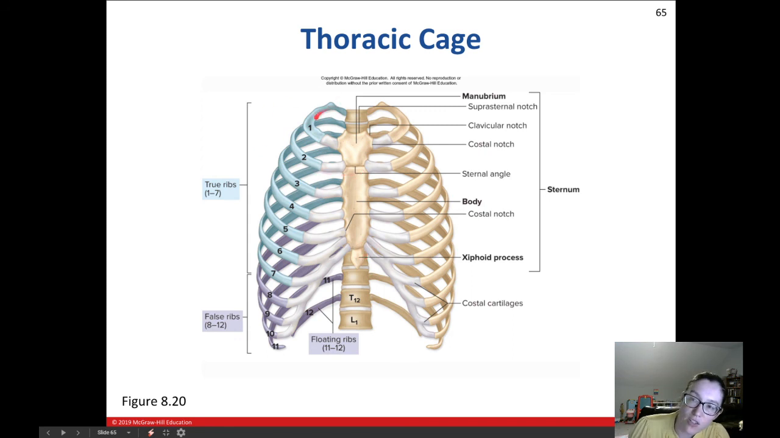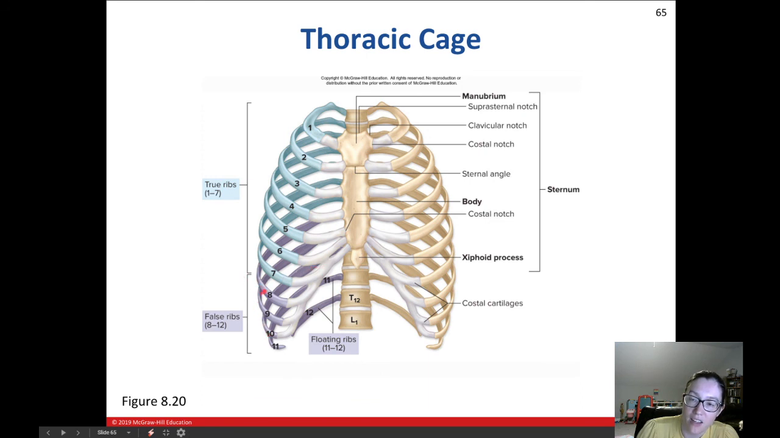And it's going to be attached to the ribs by these costal cartilages. So we have a couple different types of ribs. The first 7 are called true ribs, or vertebrosternal ribs. They start from the vertebrae in the back and go all the way around to the sternum, and each of them has its own little short costal cartilage, its own driveway, to get to the sternum.